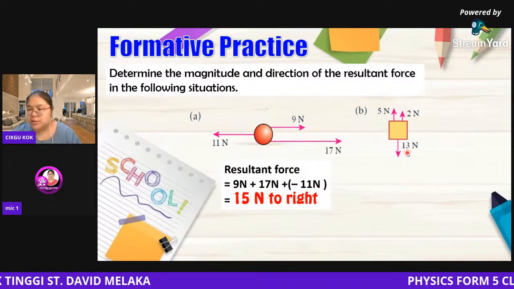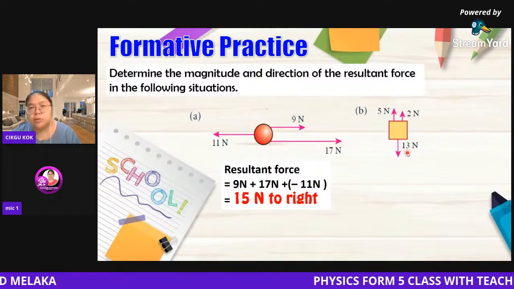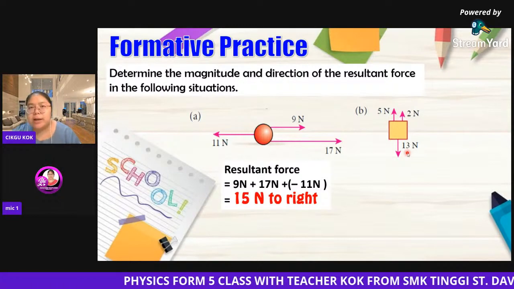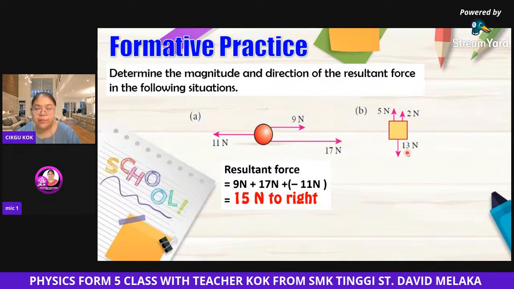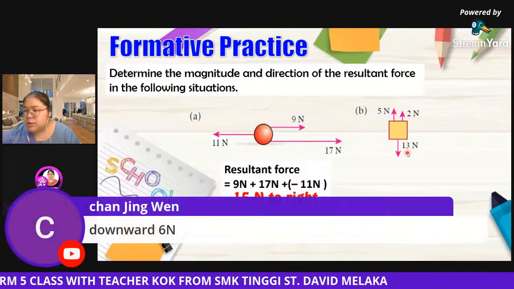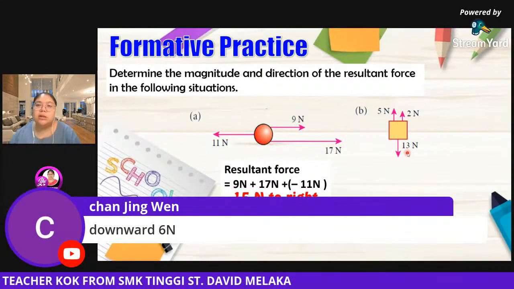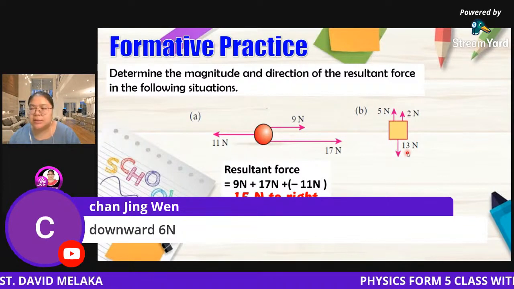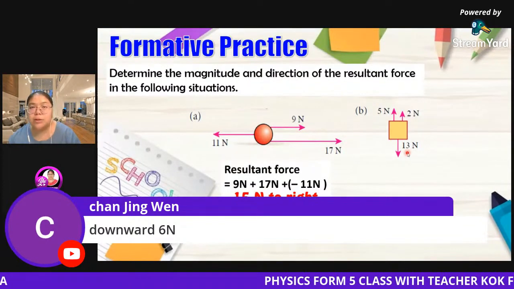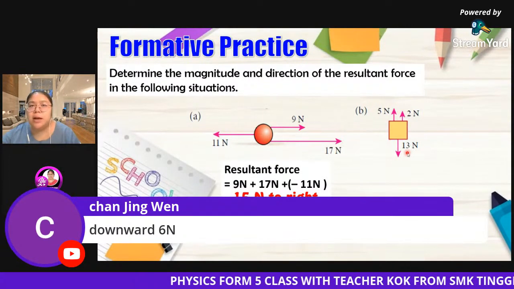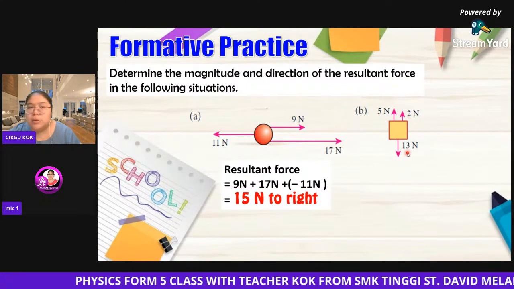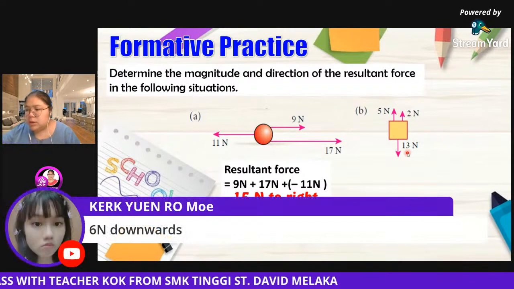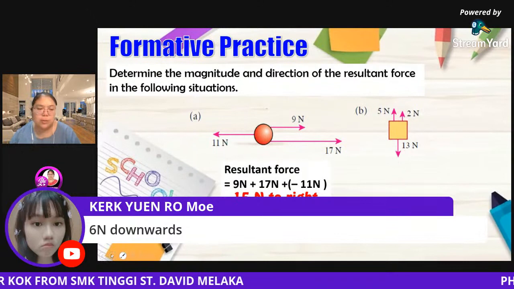What does "down 6 Newton" mean? You need to mention the Newton first, then go where? Down. Normally the direction is behind, because we are talking about the value first. So Chan Jingwen, it's the wrong way around. Mention the 6 Newton first, then downwards. Same as this one, the answer from Kate. Kate Yuan Ru, 6 Newton downwards.